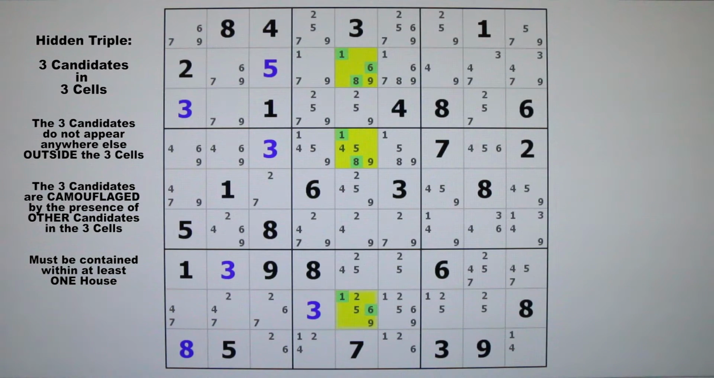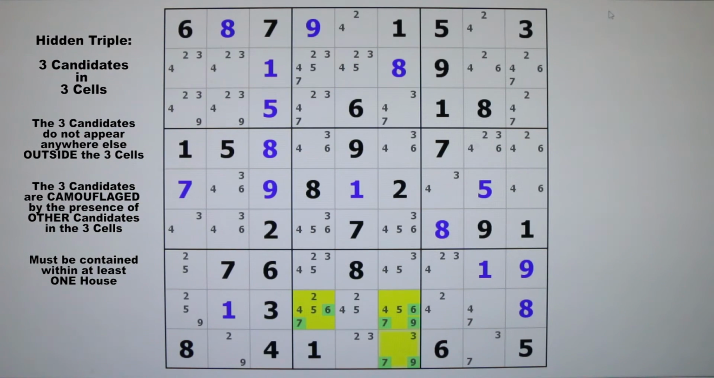So we can eliminate all the other candidates from those 3 cells. So we can eliminate this 9, we can eliminate the 4, the 5, and the 9, and we can eliminate the 2, the 5, and the 9. Does that make sense? All right, next one.